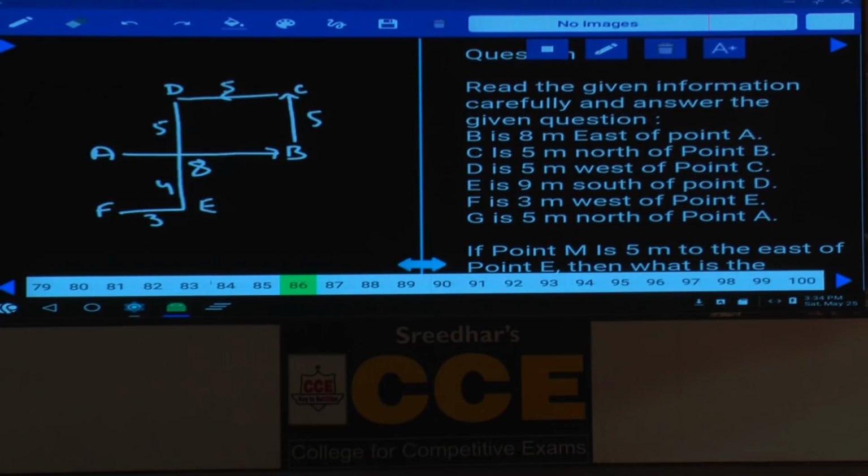G is 5 meters to the north of A. Now this is G, which is 5 meters to the north of A. Done? This is the information provided here.